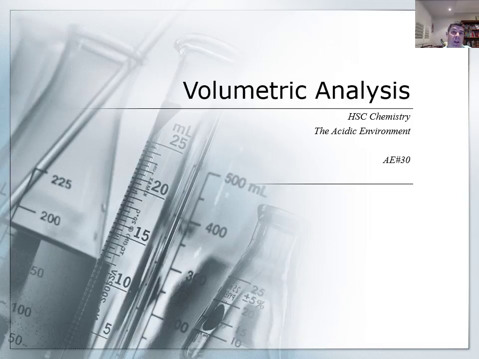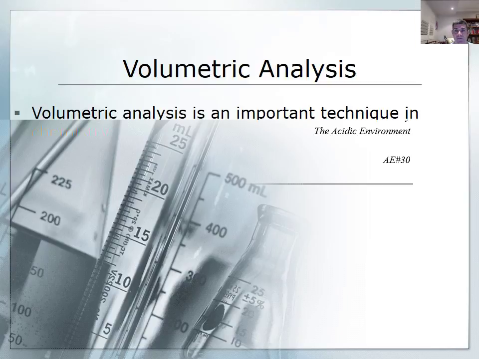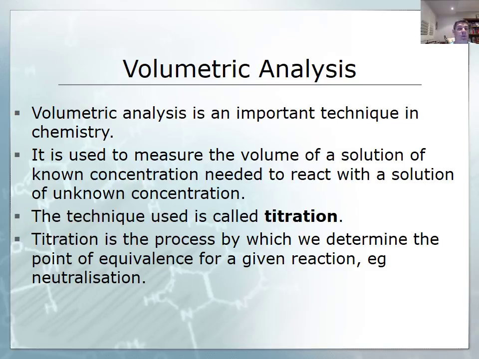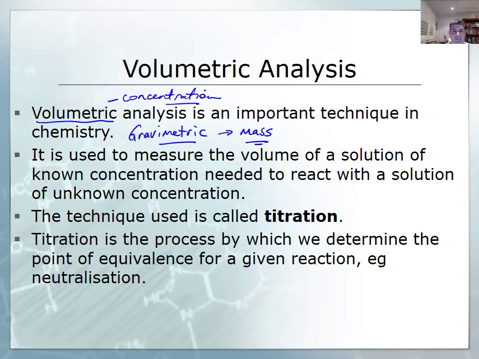We're going to continue on with our look at titration, specifically the technique of volumetric analysis through titration. Volumetric analysis is one of the important techniques in chemistry, and we contrast it with the other one we've looked at before, which is gravimetric analysis. Gravimetric is based on mass, for example comparisons based on the mass of components in a mixture. Volumetric analysis is based on concentrations of solutions, so we're trying to find unknown concentrations of acids and bases.